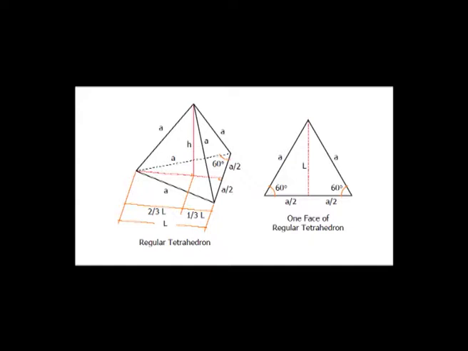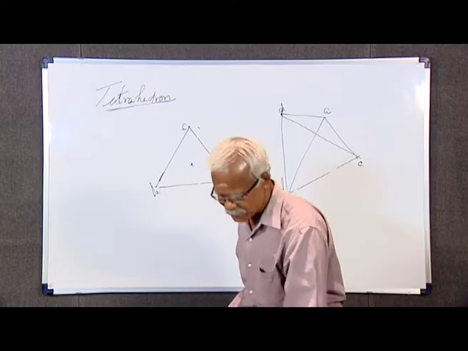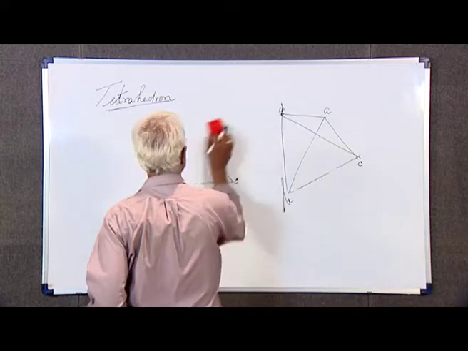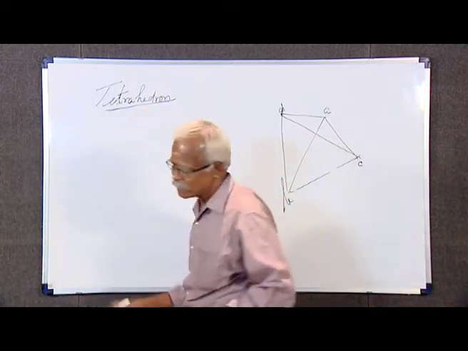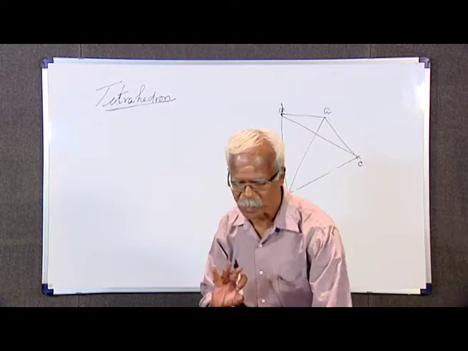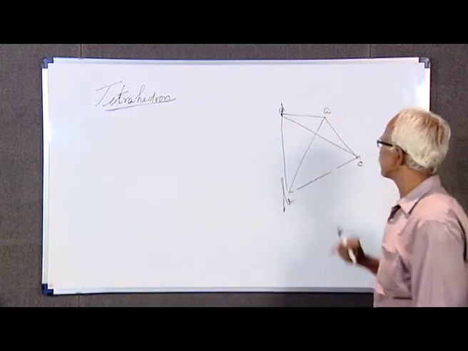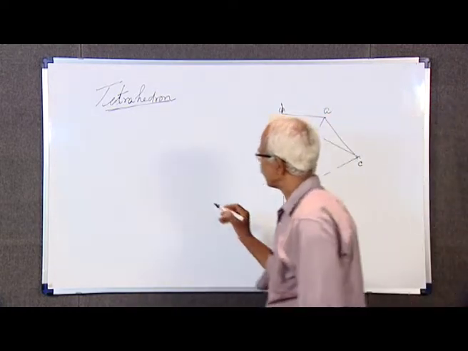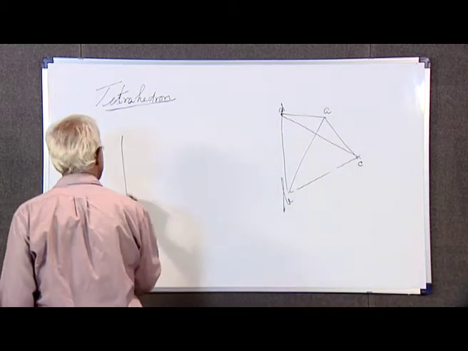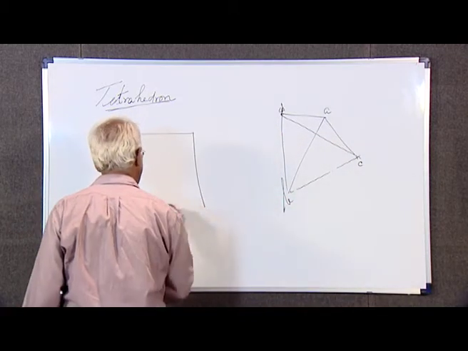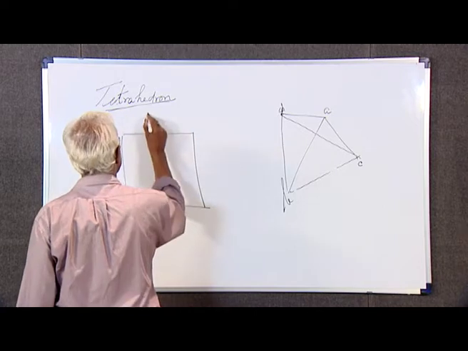So right now we are quite friendly with the tetrahedron. Again, now what I am going to do is to negotiate a kind of marriage between this tetrahedron and a cube. Cube we are quite friendly with, already we have done it in the earlier morning session.